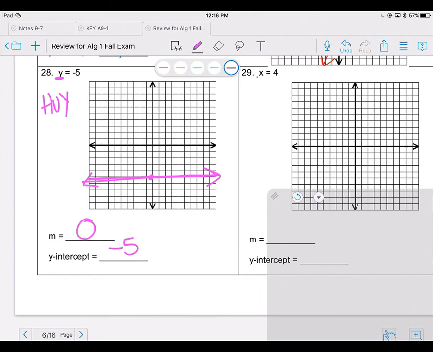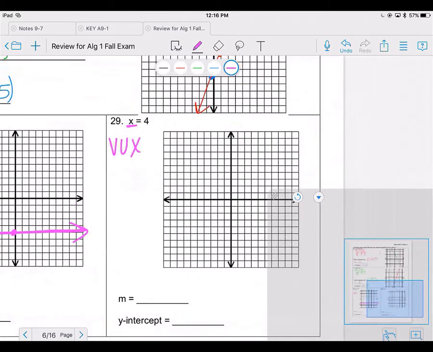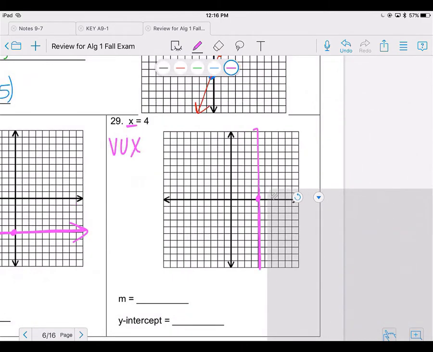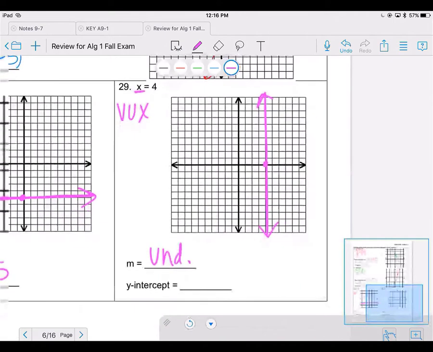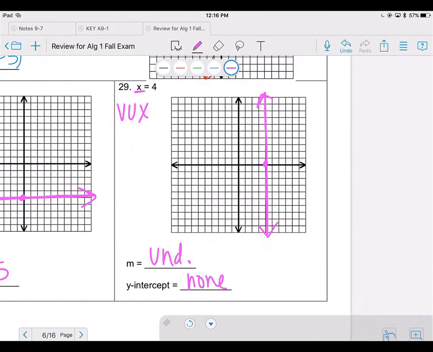Problem 29 is also a special case because it too only has one letter. This would be a VUX because there's an x in the special case. I go to where x equals 4 and I draw a vertical line straight up and down. From VUX or from my picture, I can see that my slope is undefined and my y-intercept does not exist. There is no y-intercept.